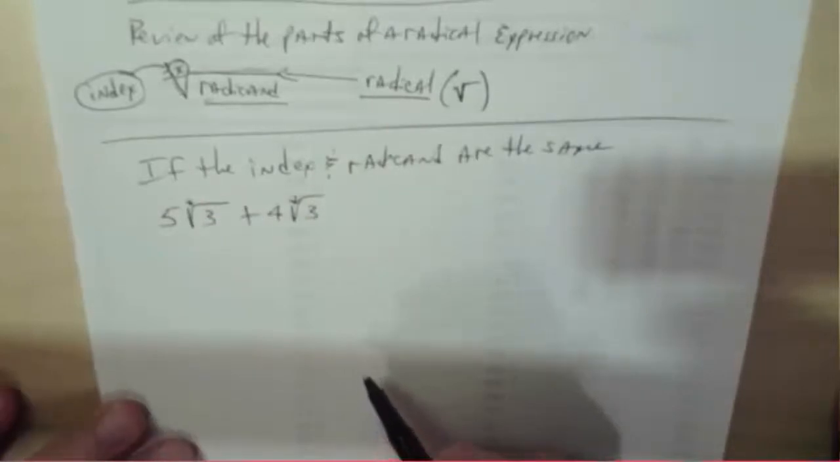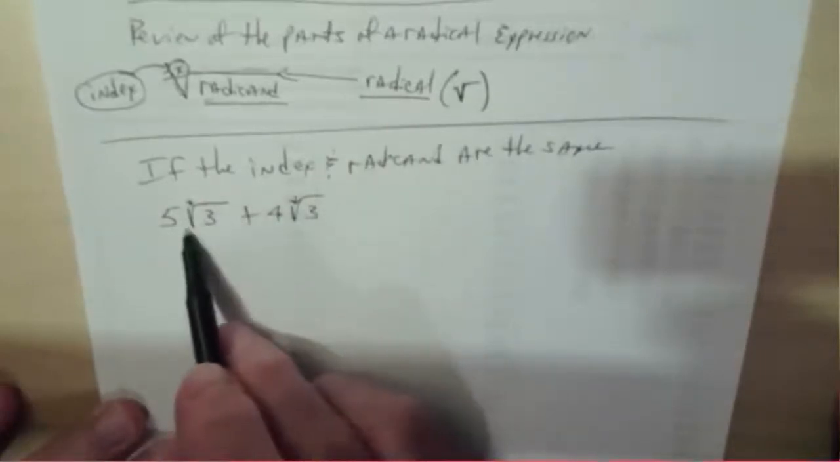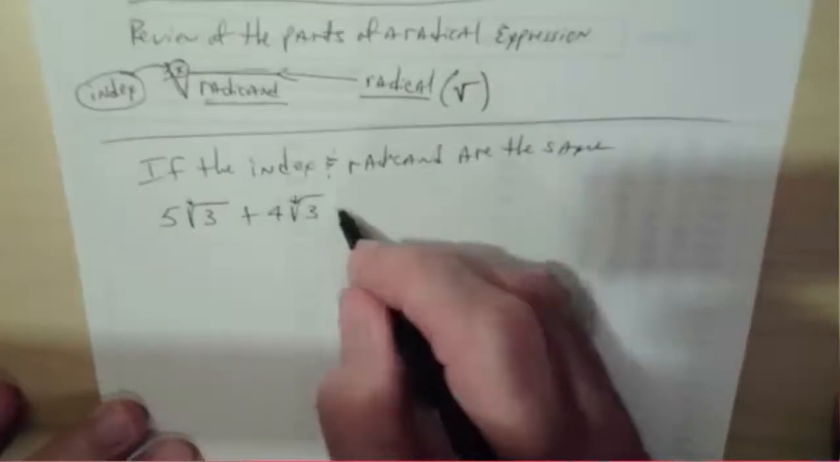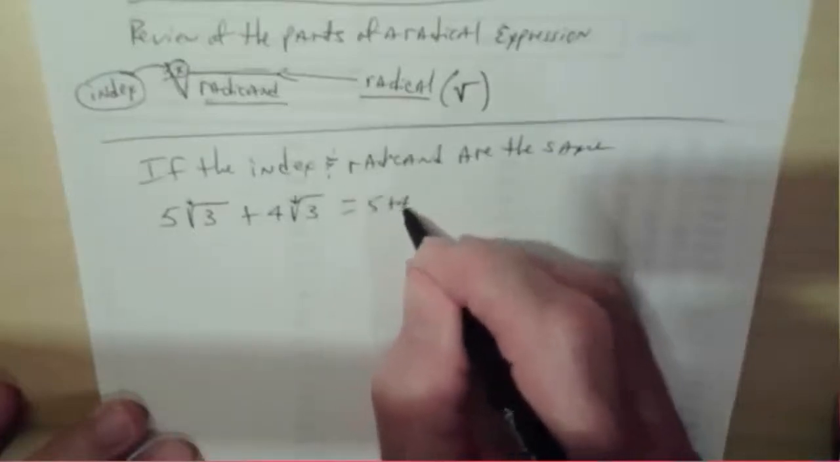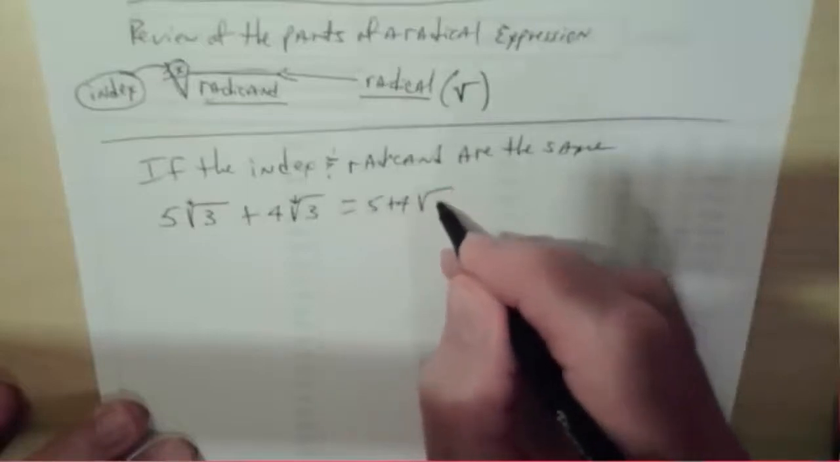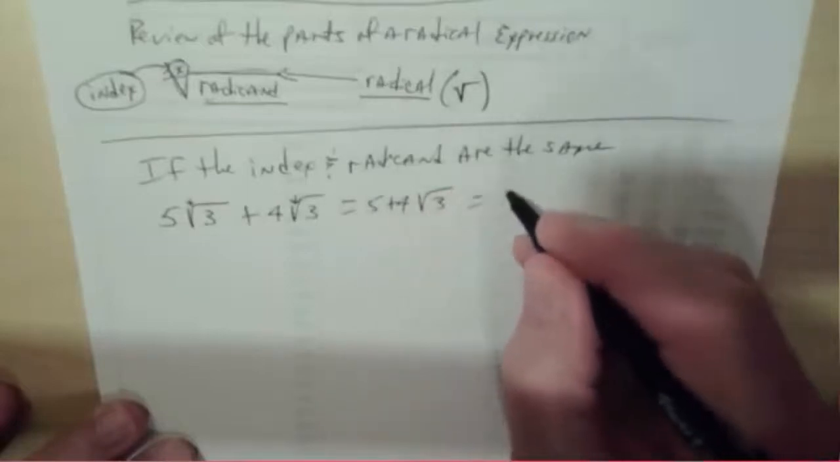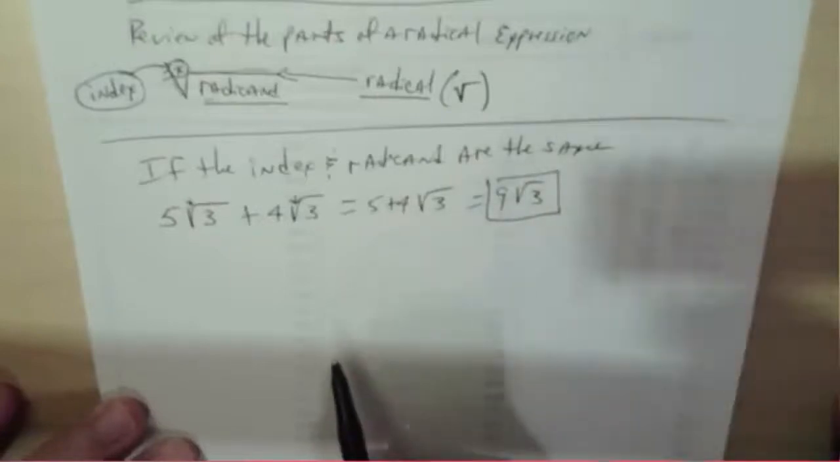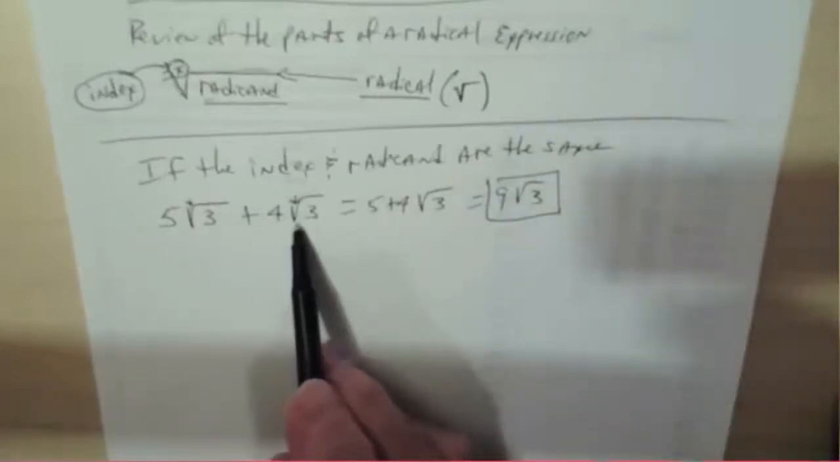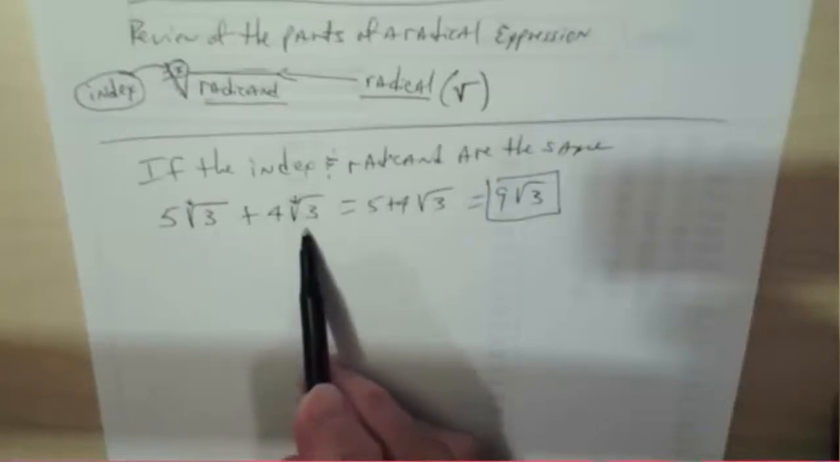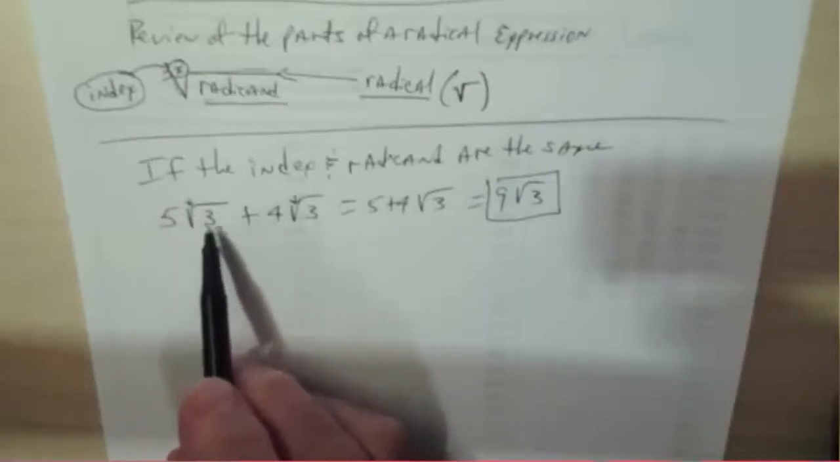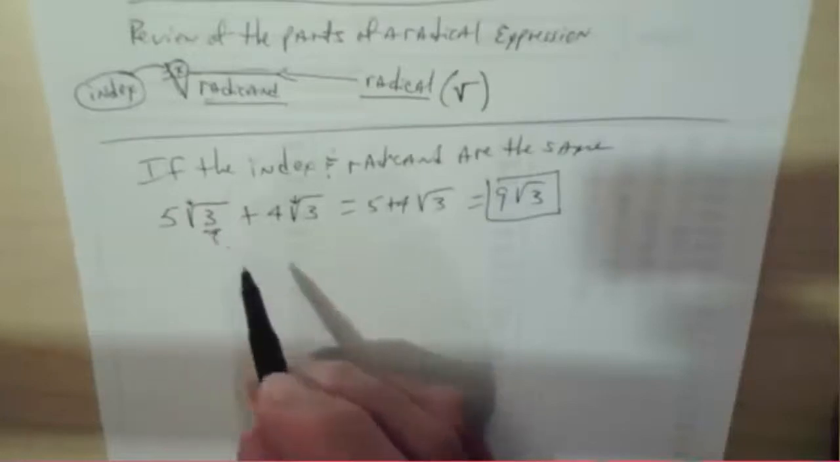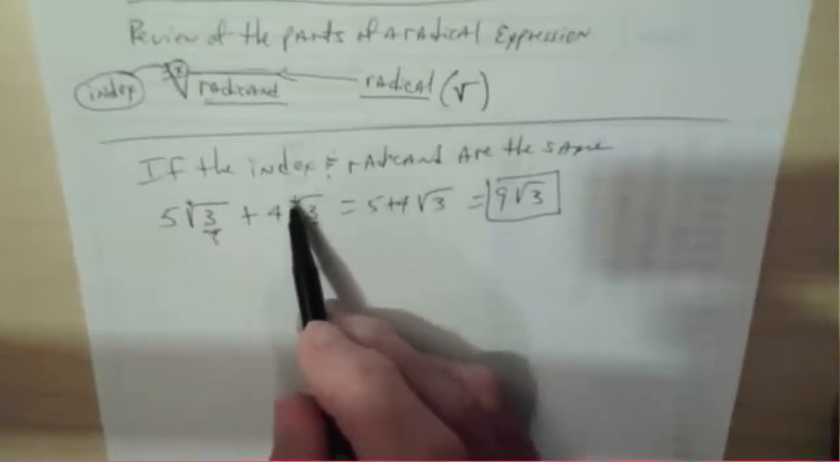So are these like terms? Yes. So this is going to be equal to 5 plus 4 times the square root of 3, which of course is 9 times the square root of 3. And again, in order to be able to add or subtract, the radicand and the index have to be the same.